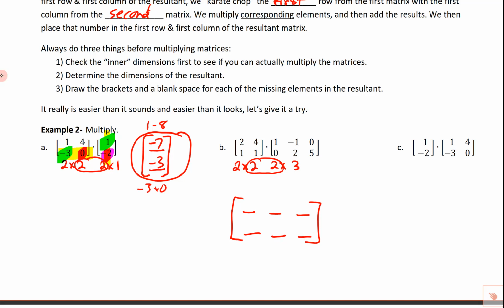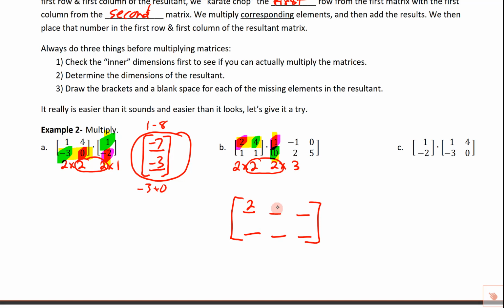So let's take a look at first row, first column. I'm going to chop the first row with the first column, and I'm going to multiply these correspondingly. Now, I'm not going to do this all the time, but we're going to do it on the first couple here. So we're going to do the 2 times the 1 and the 4 times the 0. So 2 times 1 is 2, and 4 times 0 is 0. So this would be a 2 when we add those together.